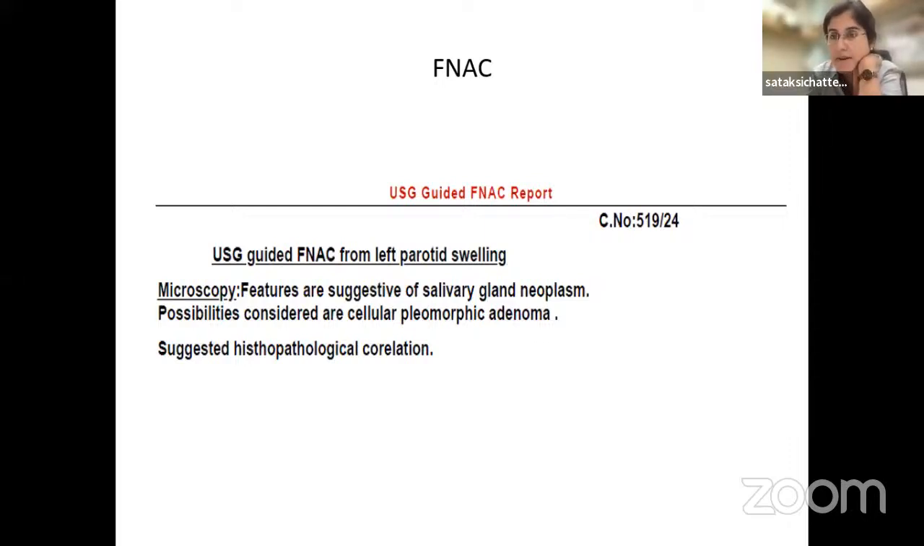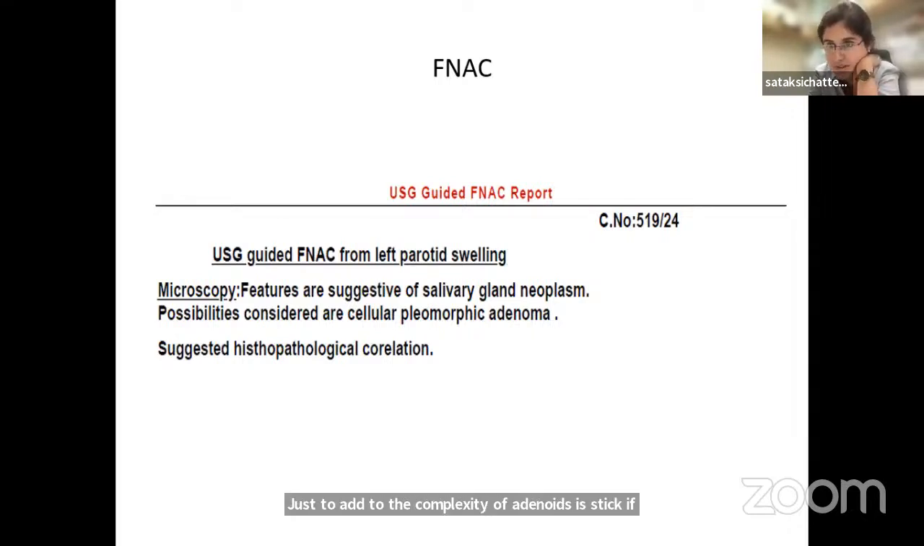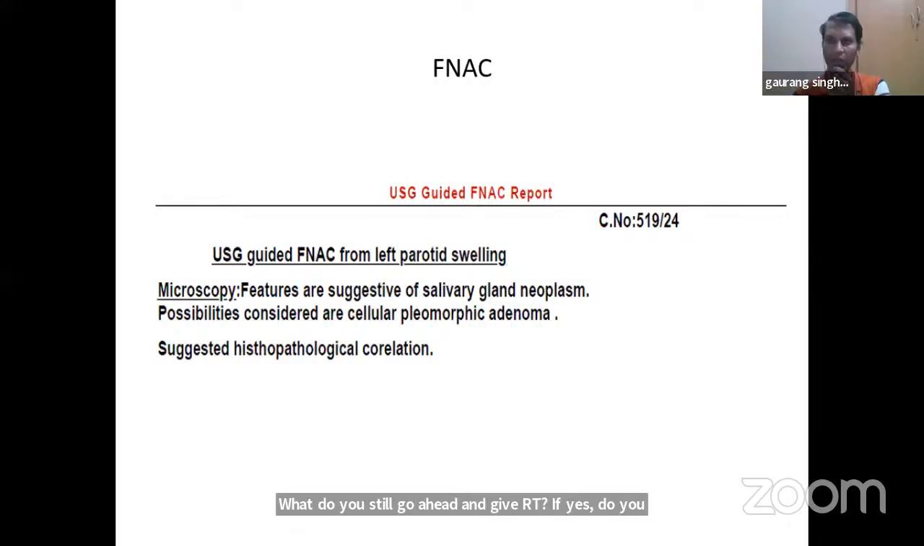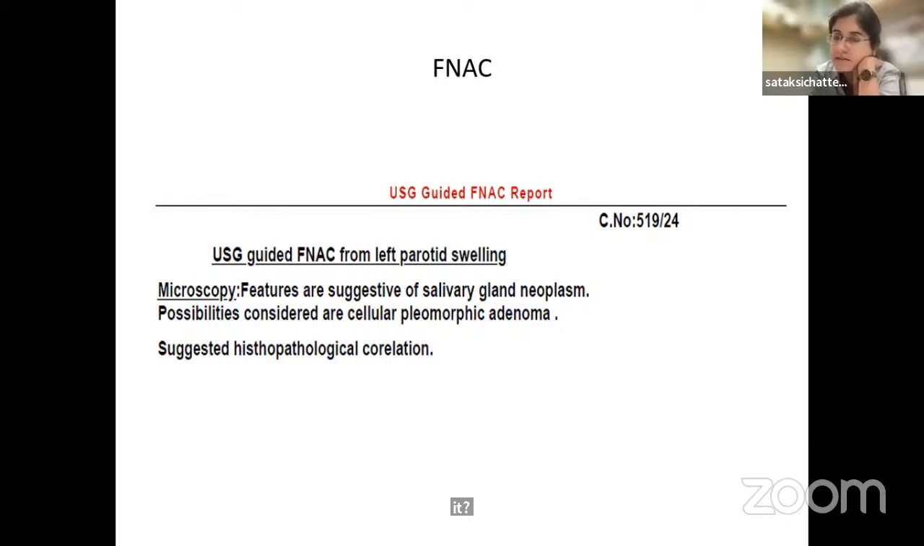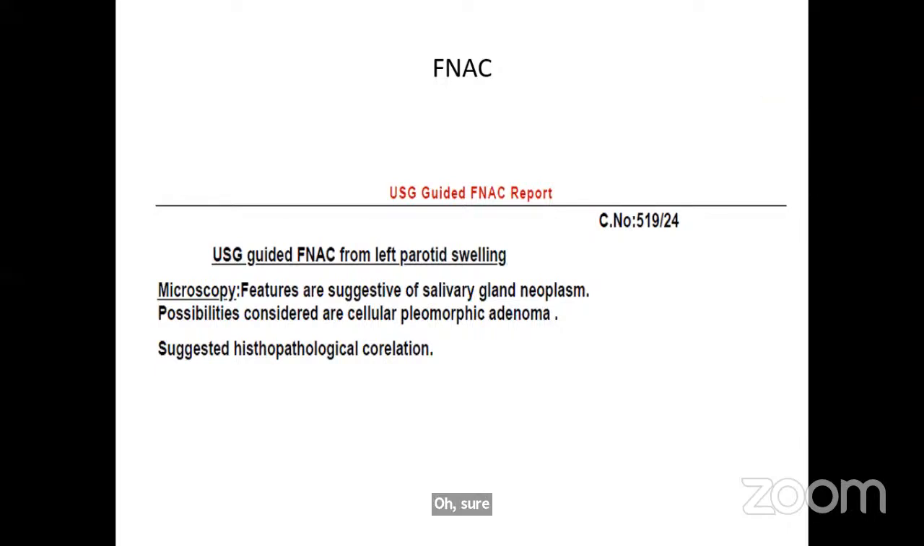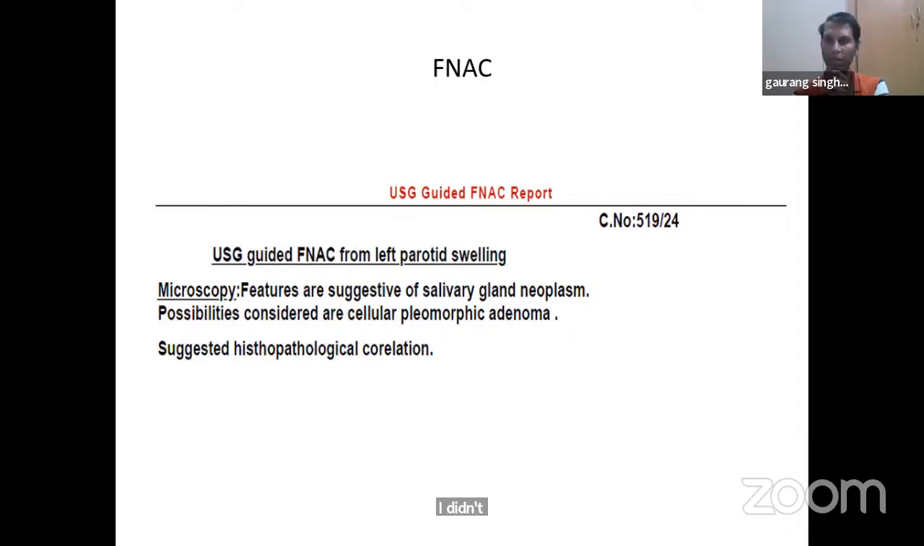Just to add to the complexity, adenoid cystic, if you have a small, for example, a T1, would you still go ahead and give RT? If yes, do you know any evidence to it? Only T1, no, ma'am. There is no. You sure on that? For T1, you won't give, is it? For adenoid cystic, low grade and T1 is not.